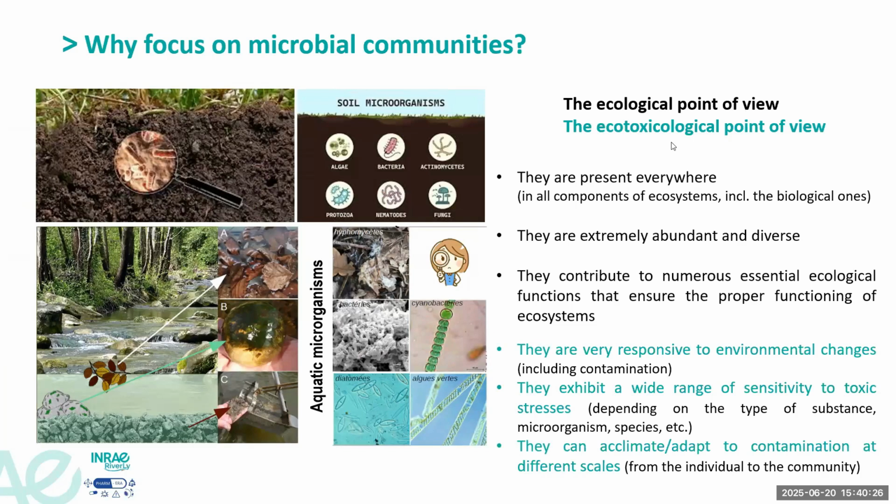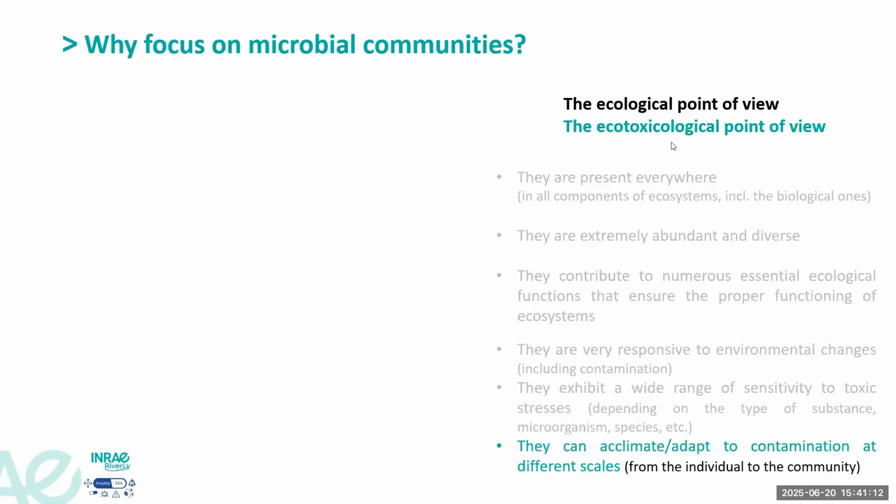So regarding the ecotoxicological point of view, because this is the focus of the present presentation, something that can be viewed as interesting for us is that they are very responsive to environmental changes, including changes due to contamination. Also, since they are diverse, they exhibit a wide range of sensitivity to toxic stresses. Of course, it depends on the type of substance, the type of microorganisms, the kind of species, and so on. And also, they are able to adapt or acclimate to contamination at different scales, from the individual scale to the community scale. Today I will mainly talk about adaptation at community scale.